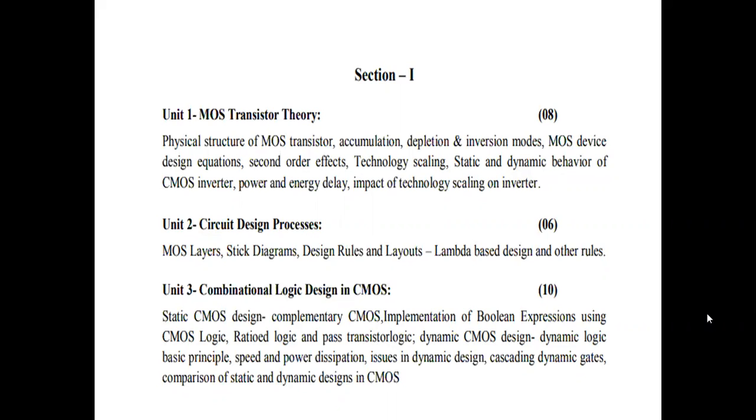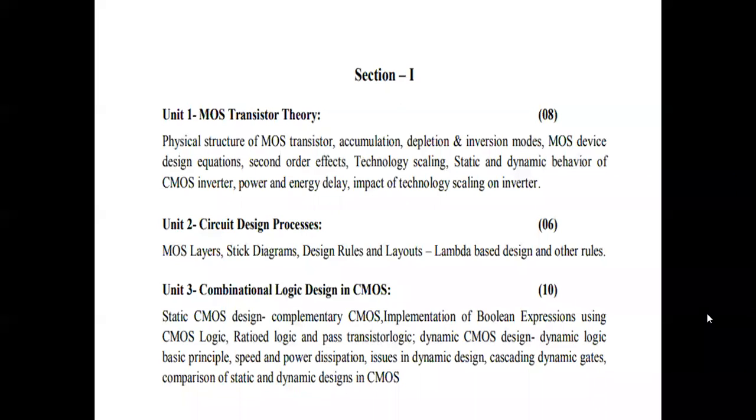Yes, sir. So in that you have already studied this basic part: different layers of MOSFET, then its VI characteristics, different types of MOSFET, enhancement type, depletion type, all that. So the first unit may be a repetition for you. The new part is technology scaling, then static and dynamic behavior of CMOS inverter, then power and energy delays, impact of technology scaling on inverter. So what an inverter is and all that may be a new part. So this is all about unit number one.